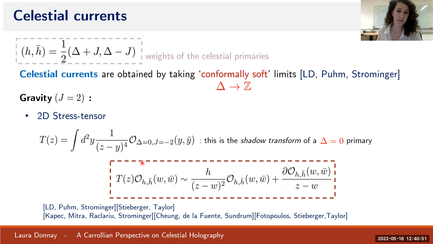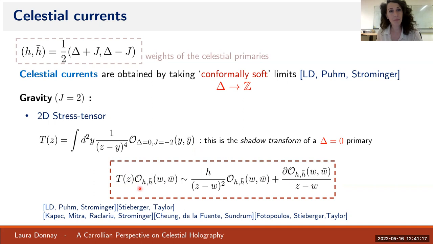And basically, this is thanks to this enhancement of Lorentz transformation to the so-called superrotation. The fact that there is this object shows that these celestial operators are not only SL2C primary, but they're actually Virasoro primary, because this is nothing but the definition of what it means to be a Virasoro primary.